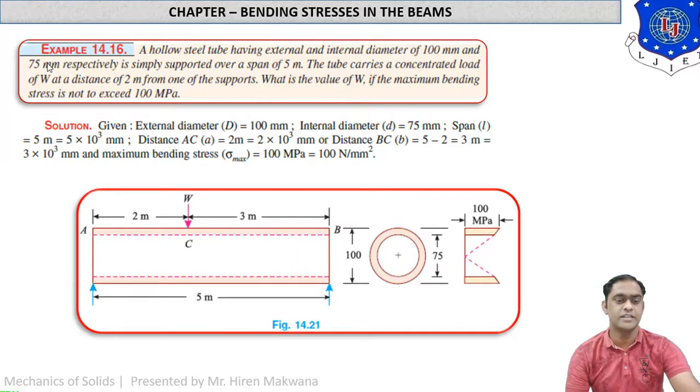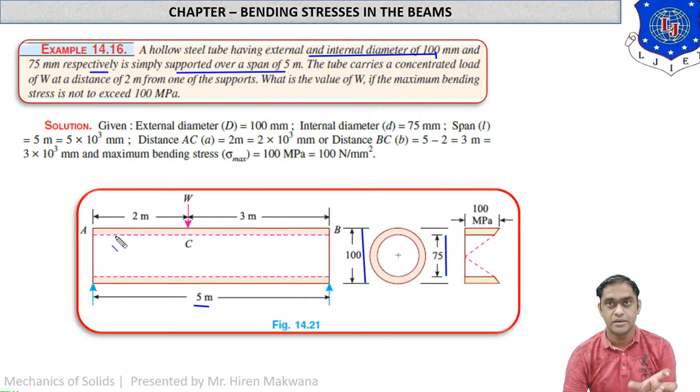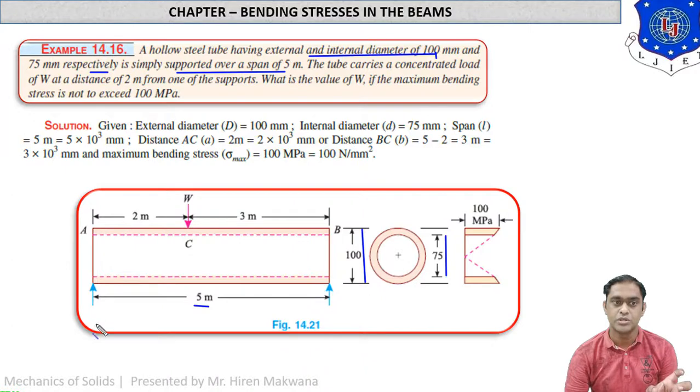Example number 14.16: a hollow steel tube having external and internal diameter of 100 mm and 75 mm respectively. So this is the pipe. You can see steel tube hollow having external diameter 100 mm and internal diameter 75 mm. This is the front view having length 5 meter, simply supported over a span of 5 meter. So actually this pipe is acting as a simply supported beam. Here it is reaction RA and here it is reaction RB. These are the two end points of the tube.